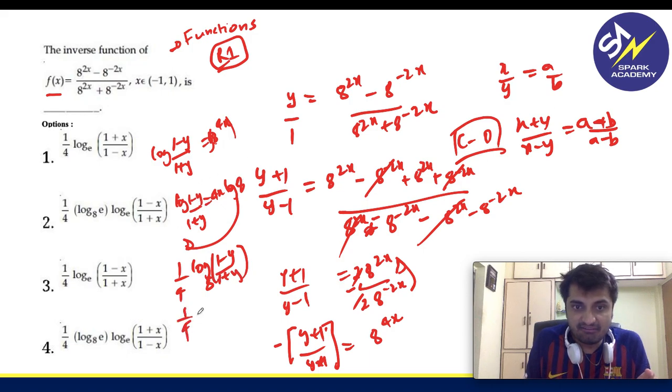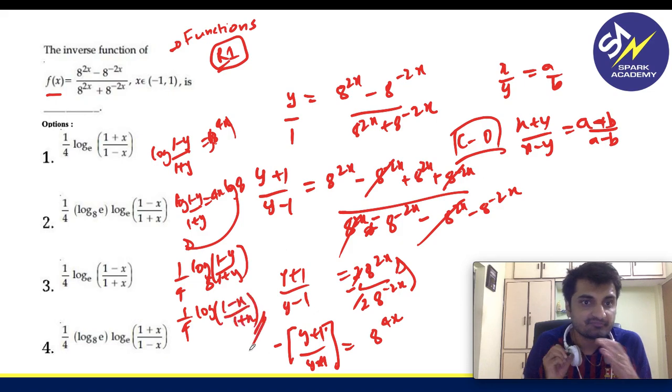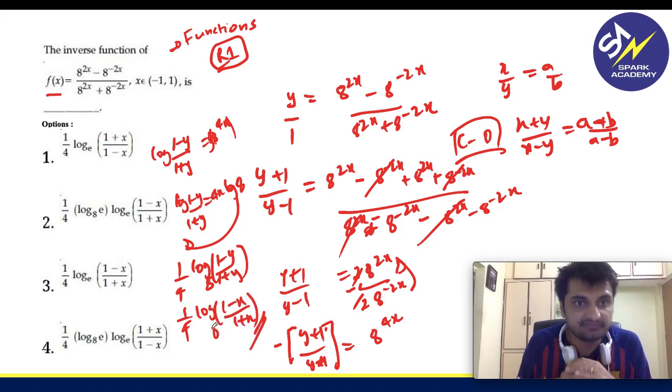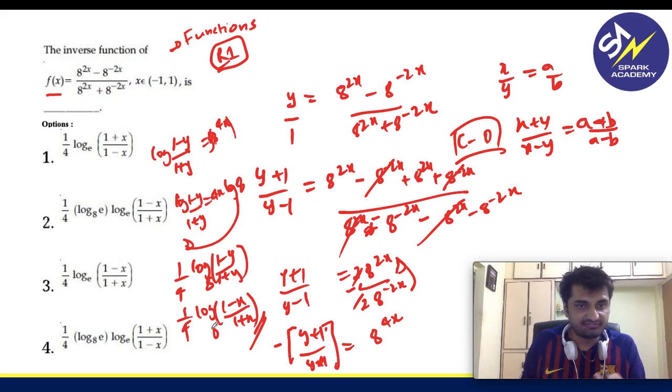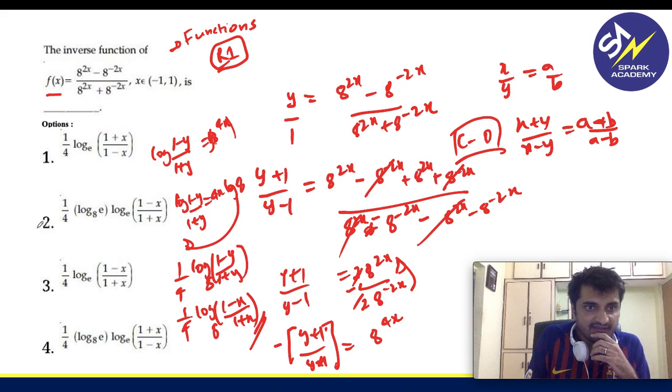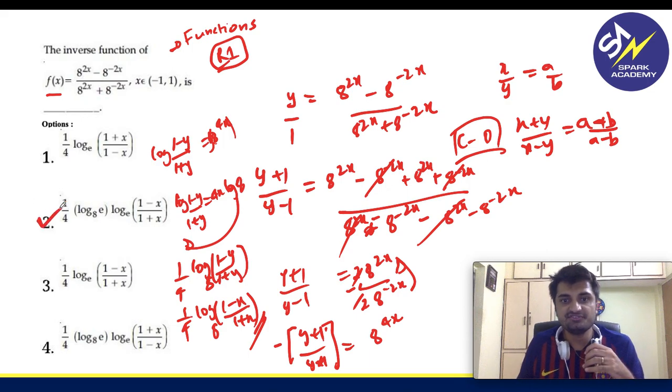So my answer will be 1 by 4 log of 1 minus x by 1 plus x to the base 8, or 1 by log e base 8 log e of this, right? So this is like log 8 base e. If it goes up, it will be log e base 8. So I think second option will give us the answer, guys.